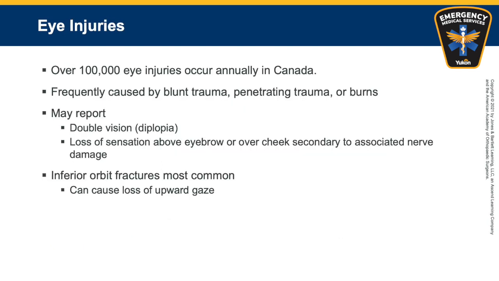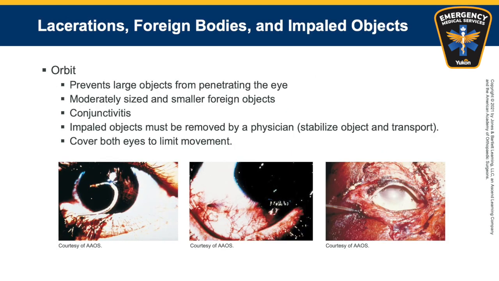Eye injuries are pretty common. 100,000 eye injuries occur annually in Canada. They're caused a lot of times by different types of trauma, either blunt or penetrating, and they can be burns as well. One of the big things we're worried about is if there's something stuck in an eye and if the vision is impaired. So we're always asking people if they're having blurry vision or double vision, or if they can't control their eyes. These are things that are going to cause us to transport quickly. Again, they need surgical treatment, and we can't give that to them in the communities, and sometimes not even in Whitehorse. Lacerations, foreign bodies, and impaled objects.